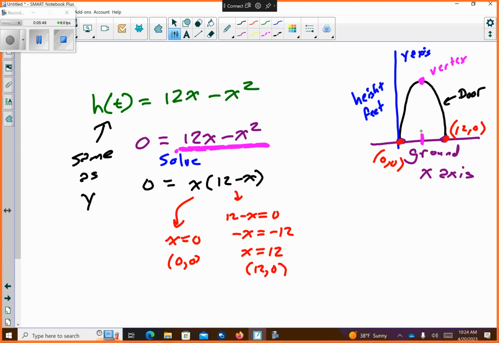So let's answer this. How wide is the door at the bottom? What do you think?